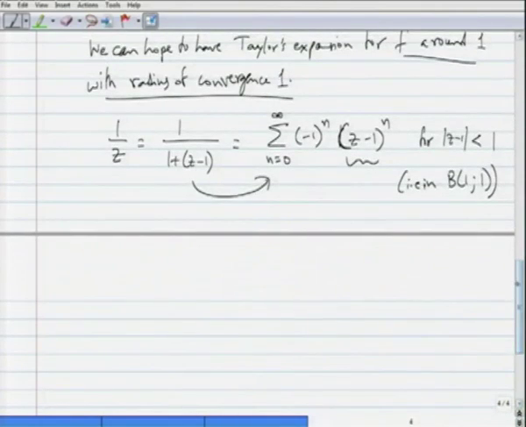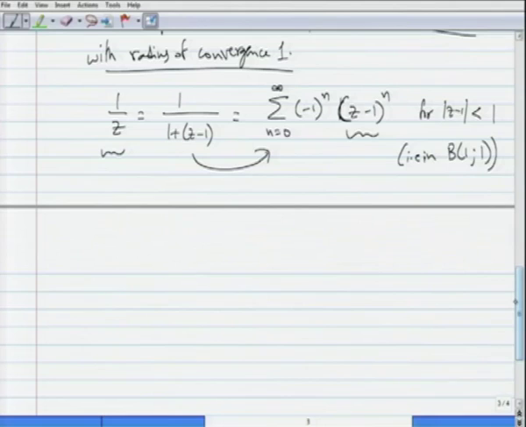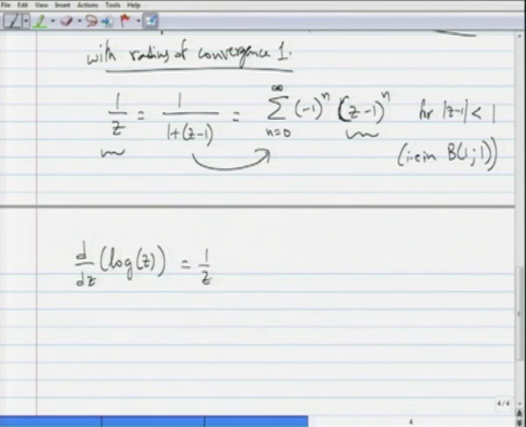Okay. So, we will actually use the fact that this function 1 by z is the derivative of log z on the domain given here, C minus (minus infinity, 0]. Okay. So, d by dz of log z, since log z is analytic and its derivative is 1 by z on all of its domain, is equal to sigma n equals 0 through infinity of (minus 1) power n (z minus 1) power n for z belongs to B(1,1).